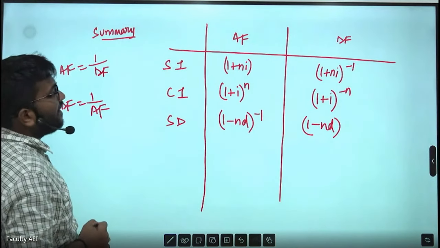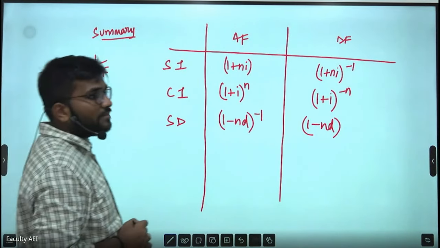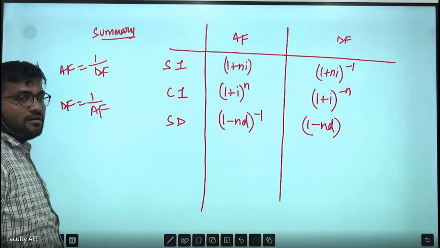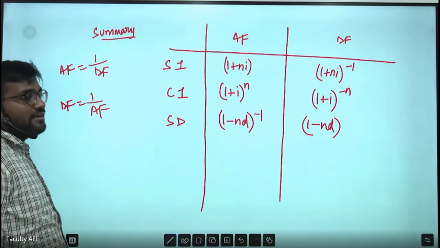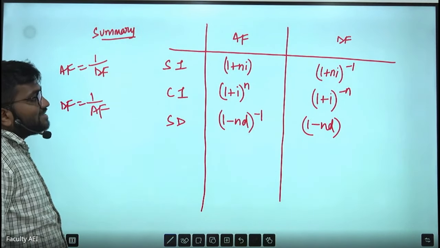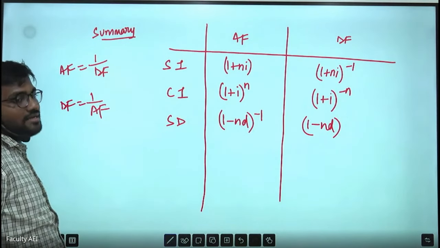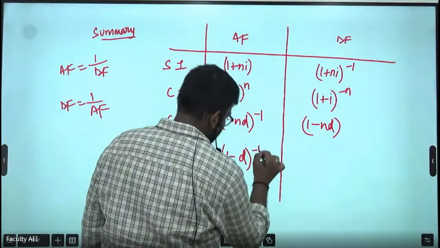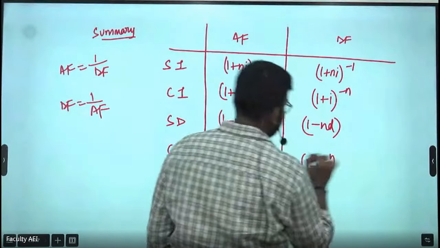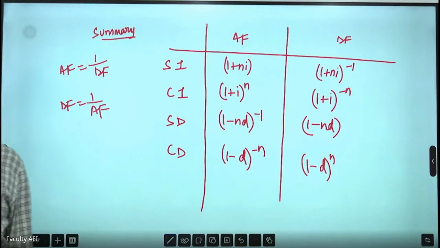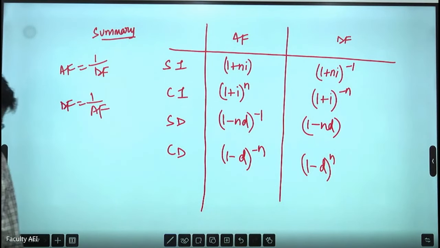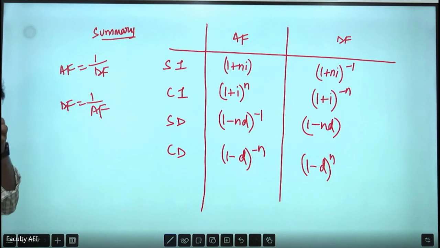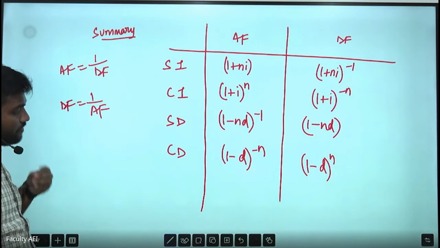So simple interest accumulation factor is 1 plus NI. Simple interest discounting factor is 1 plus NI to the power minus 1. Compound interest accumulation factor is 1 plus I to the power N. Discounting factor is 1 plus I to the power minus N. Simple discount accumulation factor is what? 1 minus ND to the power minus 1. Discounting factor is what? 1 minus ND. Compound discount, 1 minus D to the power minus N, and 1 minus D to the power N. Okay, please copy this down. Done.